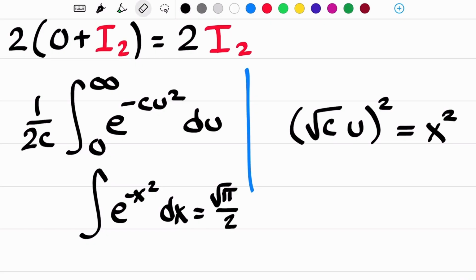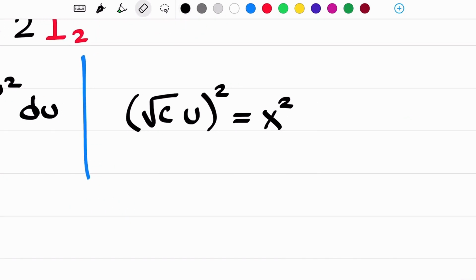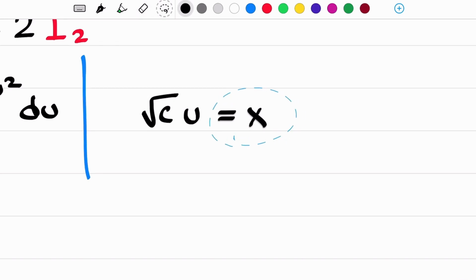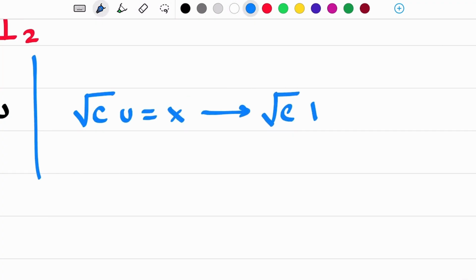That was something we went over earlier in the video, but this is the identity that we're going to be using. So I'm just going to take the square root of both sides of this, and I can see that the substitution I need to make is just letting root c times u equal x. And I'm going to rewrite this in blue as well. Root c du is going to go to dx.